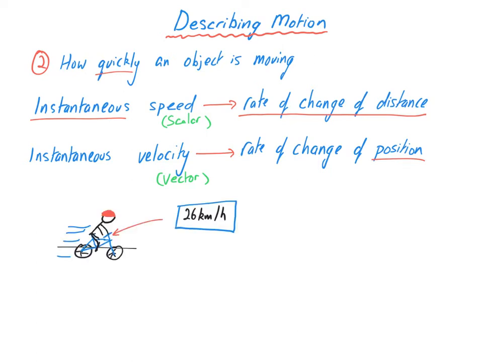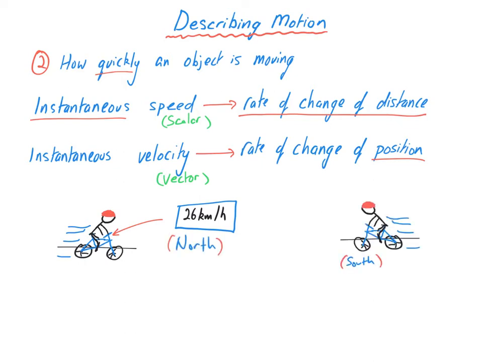We need to state a direction for the velocity. So if you're riding along on your bike, you might look down at your bike computer and it will tell you that you are travelling at, say, 26 kilometres per hour. So notice here that we have a rate, kilometres per hour. This is your instantaneous speed. At that moment in time when you glanced at your bike computer, this is how fast you were going. To change this into an instantaneous velocity, we just need to add a direction.